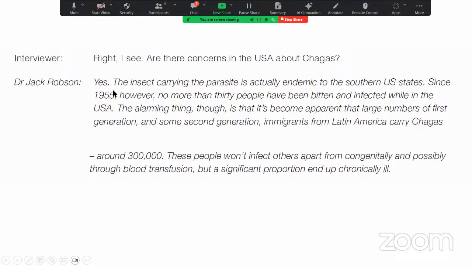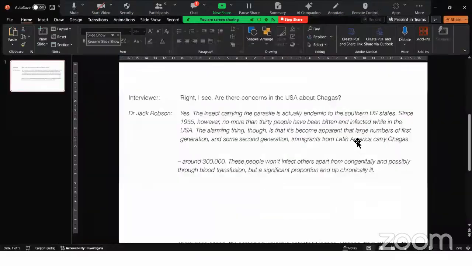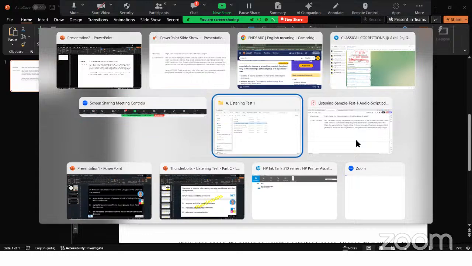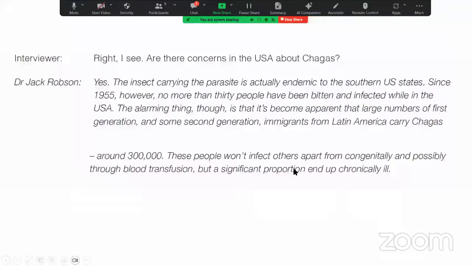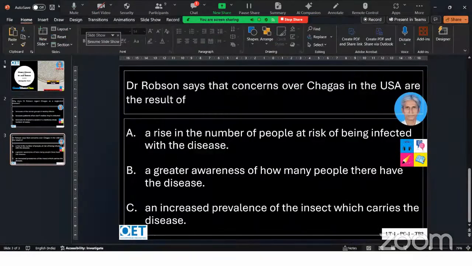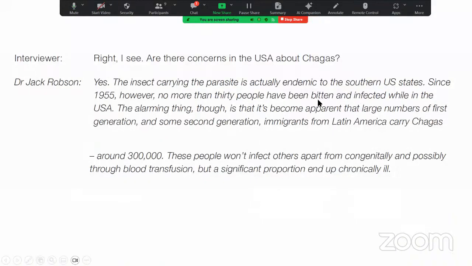Okay. So that's very clear and it shows you here. How many people there? Yeah, 300,000 already have Chagas. So more than 300,000 people, and they already know. How do they know? Because it is apparent. It is apparent, means knowledge is known.